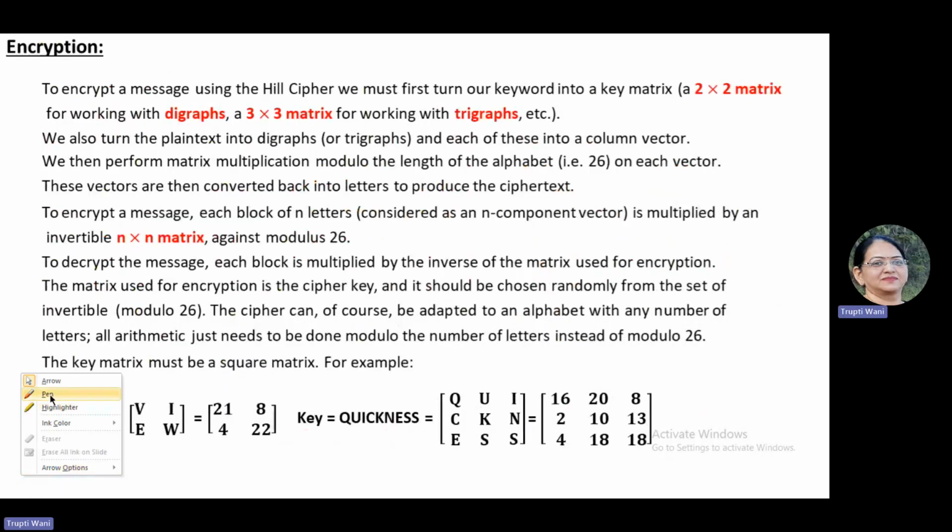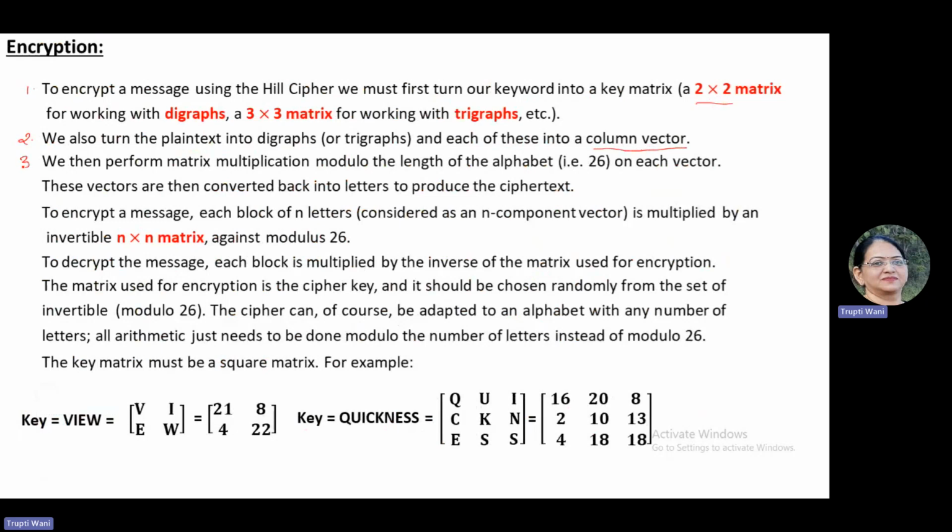Now we will see the encryption procedure. To encrypt a message using Hill cipher, we first turn our keyword into a key matrix, 2 by 2. As I told you, it may be 2 by 2, that is digraph, 3 by 3 as a trigraph, or else. That is the first step. Then the second step is we also turn plain text into digraphs or trigraphs, and each of these into a column vector. So plain text has to be a column vector depending on this key matrix size.